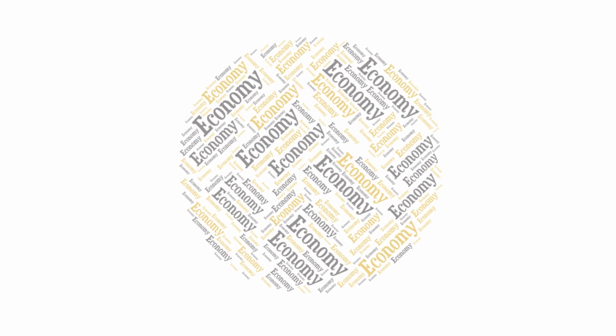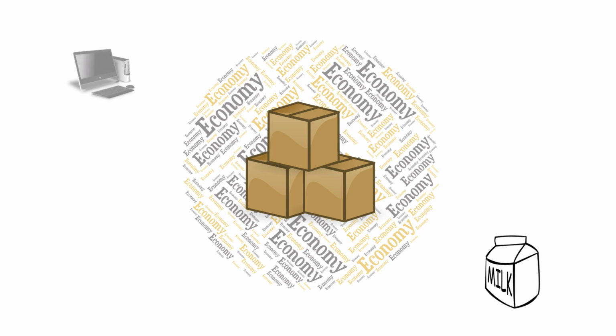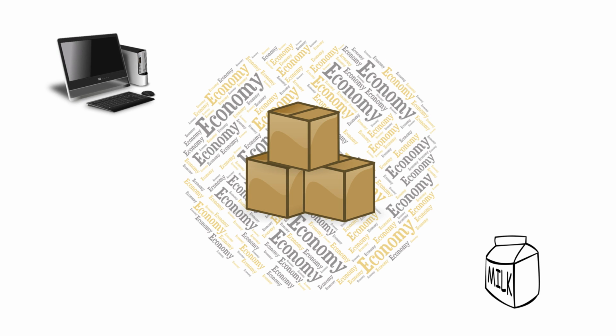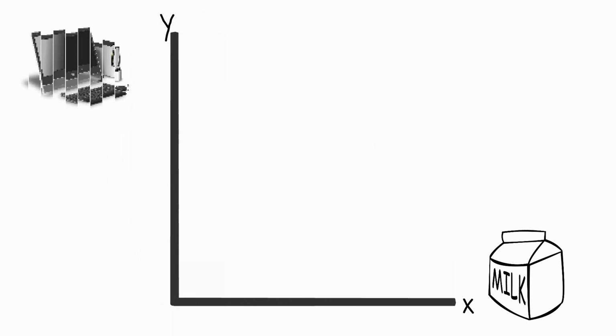Let us suppose that an economy produces only two goods, milk and computers. Milk because it's a consumption good. Almost everybody consumes milk or some milk product. And in the age of IT, computers seem like a natural choice. Let us draw a diagram with milk and computers. On the x-axis, I will put milk. On the y-axis, I'll put computers.